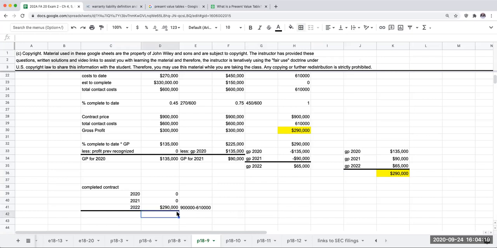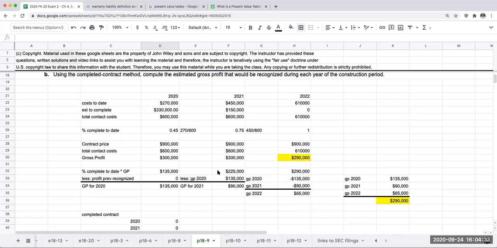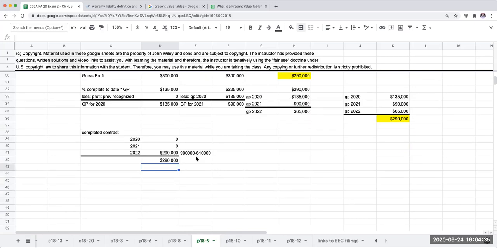If you notice here, the total amount of revenue under both percentage of completion and the completed contract method are exactly the same. It's just a timing difference. Under percentage of completion, we're going to be recognizing it as we go through. Under completed contract, we recognize everything at the very, very end, but they both get us to the same amount.